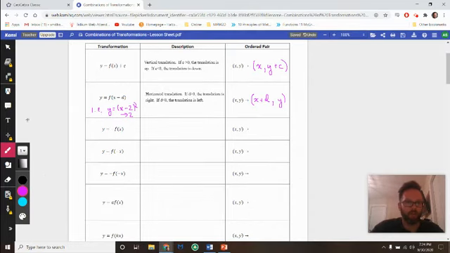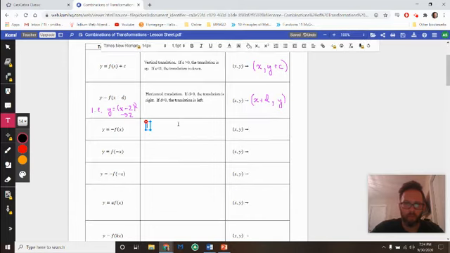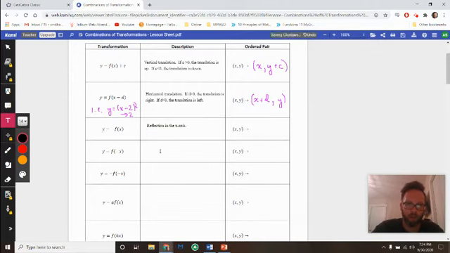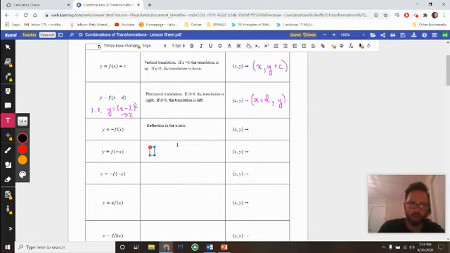I've got reflections next. We did those last, but let's get them on here. When we had a negative in front of the whole function, that was a reflection in the x-axis, like a vertical reflection. When the negative is on the x, we saw this was a reflection in the y-axis.